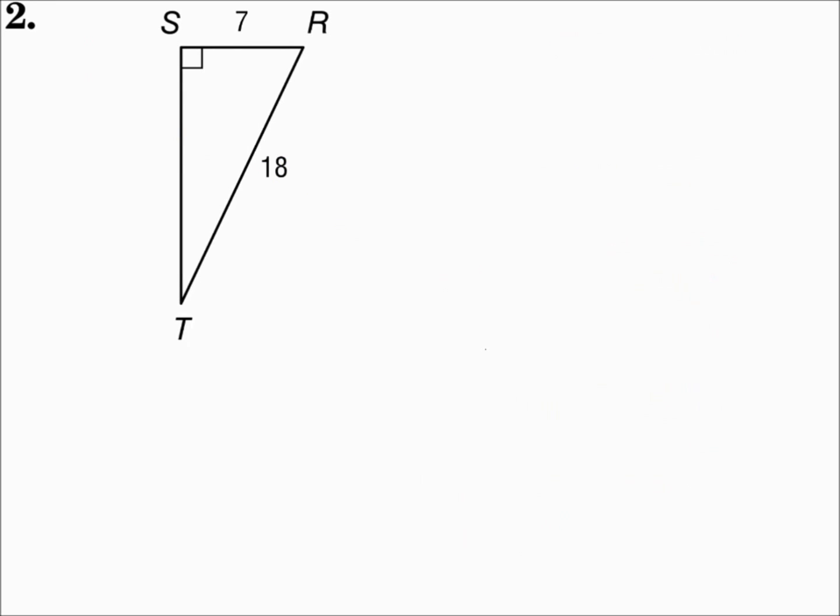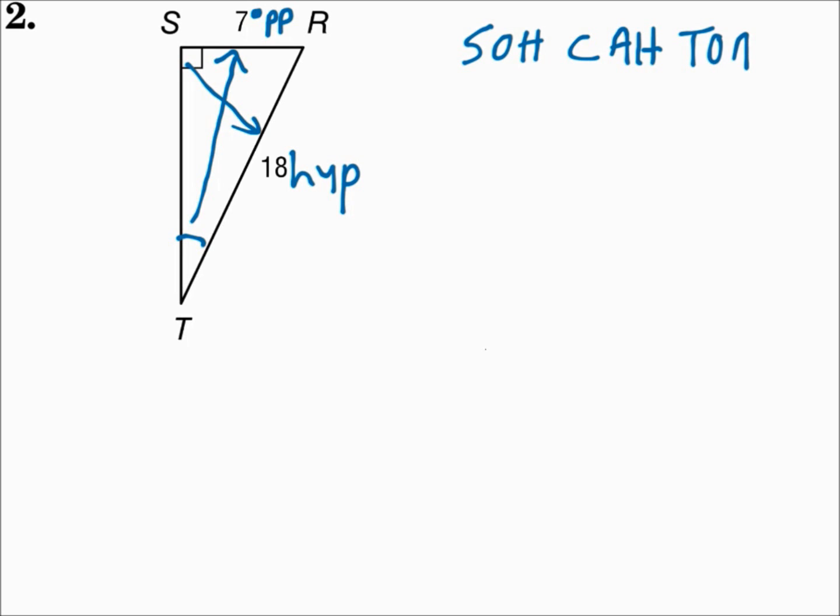Number 2. Again, solving for the measure of angle T. Identify the sides. The side across from angle T is opposite. The side across from the right angle is hypotenuse. So should I use sine, cosine, or tangent? Remember SOHCAHTOA. Since I'm using opposite and hypotenuse, SOH. That's the one I'll use.